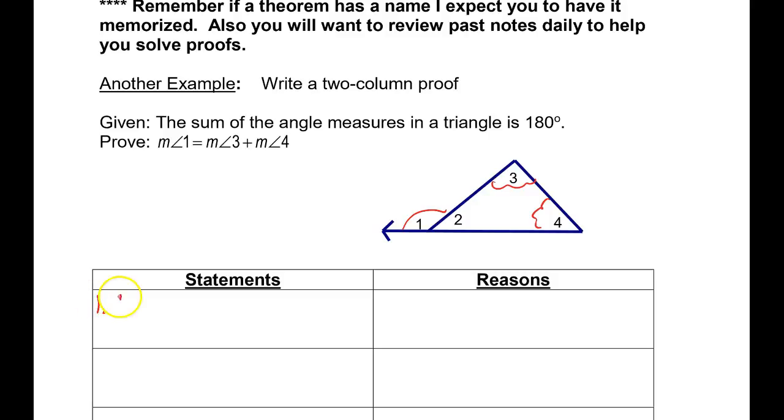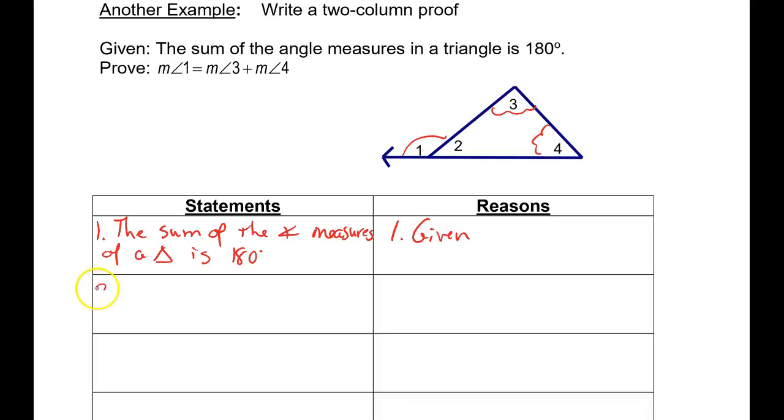So let's write it down. The sum of the angle measures of a triangle is 180 degrees. Given. Now, what does that tell you? I have to use that to get to my next step. What do I know about the measure of angle 2, the measure of angle 3, and the measure of angle 4? They add up to 180. Right on. So look for step 2 here. Common sense. Measure of angle 1, not 1, excuse me, I can take it back to 2, sorry. Measure of angle 2 plus the measure of angle 3 plus the measure of angle 4 equals 180.